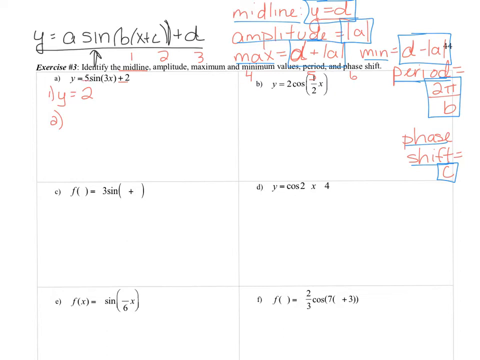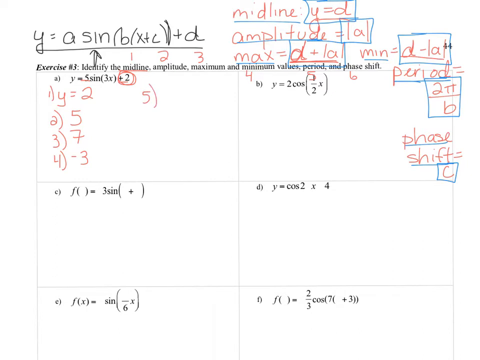Amplitude here, what number is in front? The A value is 5. It's already positive, so I'm going to leave it that way. Number 3, what's the maximum? We're starting from the midline and going up 5. I wrote this in the opposite way here because that's the way I think of it. I always start from the midline, then go up the amplitude, and then down the amplitude to the minimum. So my max, 5 plus 2, is 7. My min, 2 minus 5, goes down to negative 3.